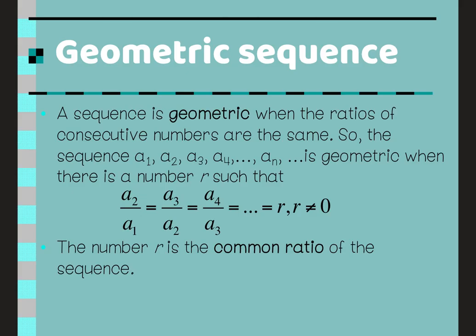All right, now we're going to talk about geometric sequences. Geometric sequences are sequences in which you are multiplying by the same thing each time. They say the ratio of consecutive numbers is the same, but basically we are just taking a term and multiplying it by the same thing each time.